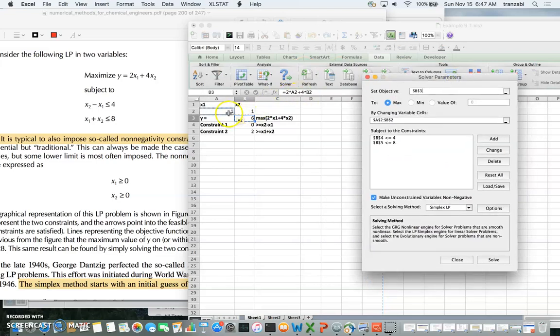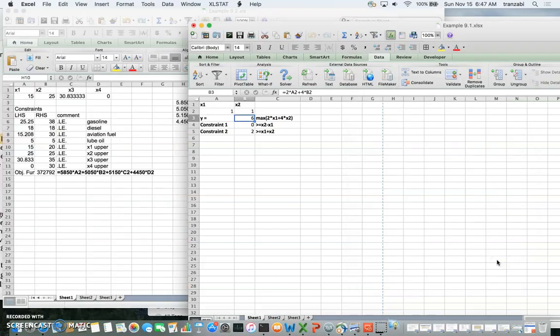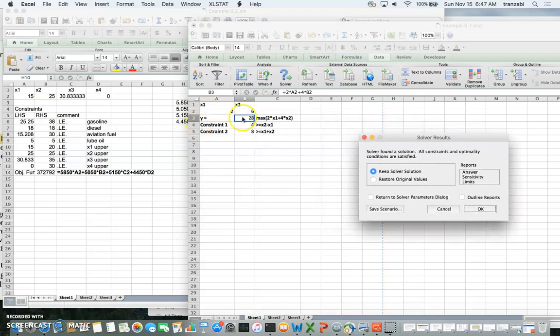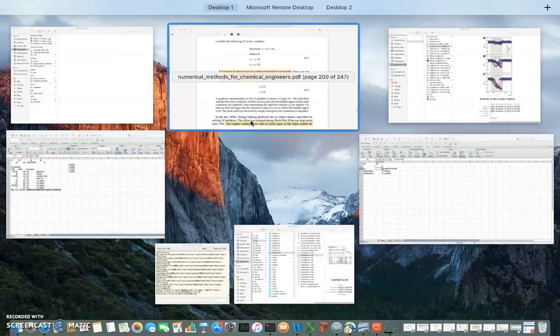So remember, I start with the guess of 1, 1. I'm going to solve it and see what I get back. So I'm going to click on solve. There you go. So the solution has changed. Now I get 2 and 6. That means with these two, I get a maximum of 28. So if you change x1 and x2, you never get anything more than 28.